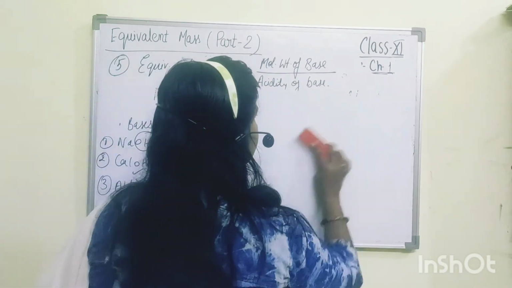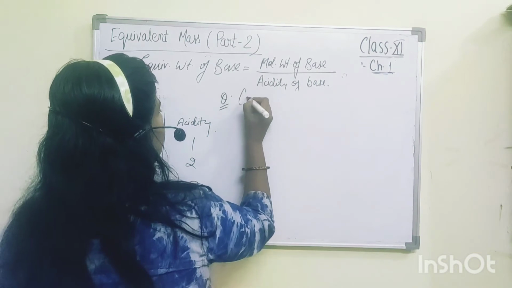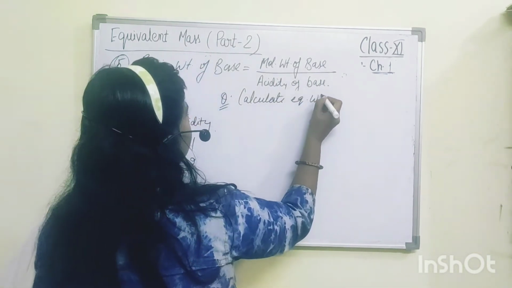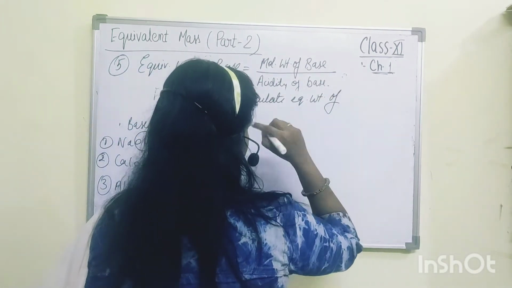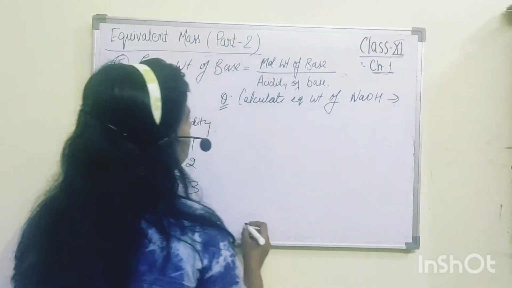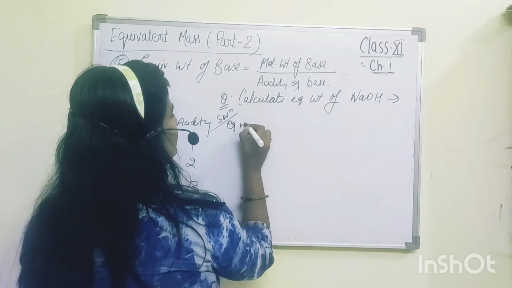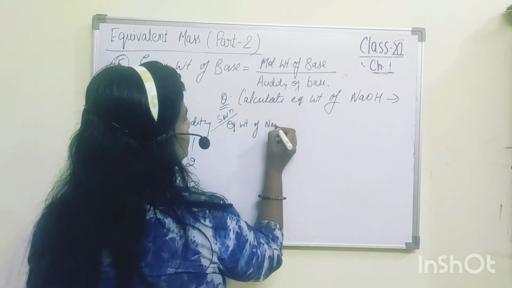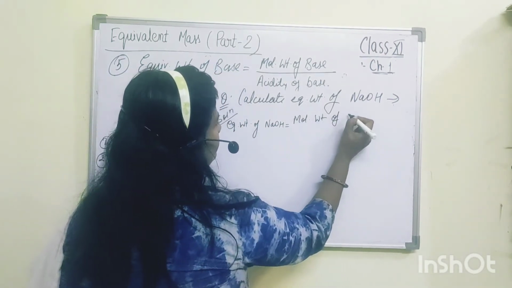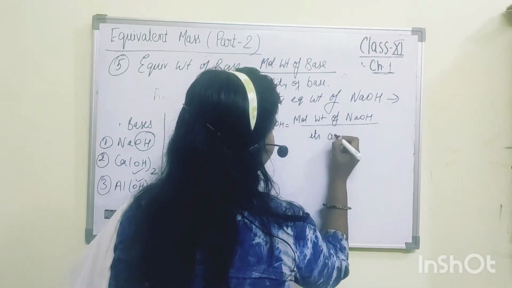Now suppose the question is: calculate the equivalent weight of NaOH. The equivalent weight of NaOH will be equal to the molecular weight of NaOH divided by its acidity.